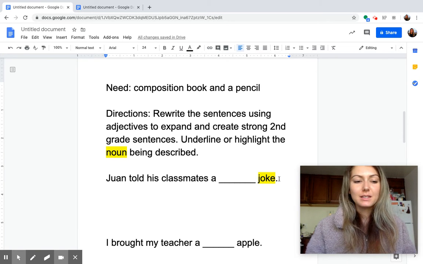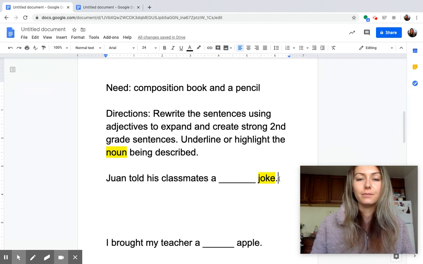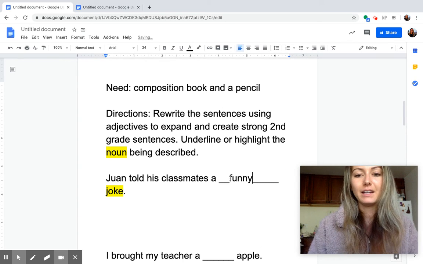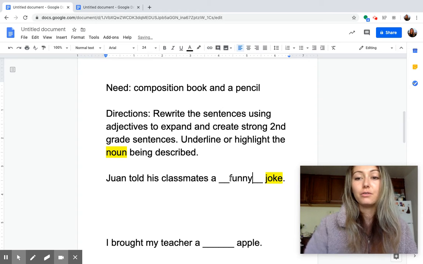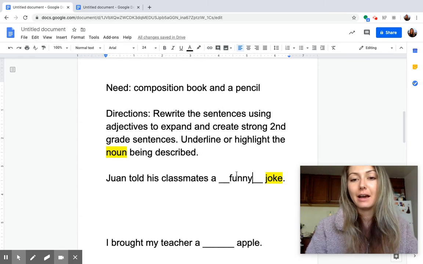Now, let's think about some words that we could use to describe a joke. Well, telling a joke is usually funny. So could we say that this joke is funny? Yes, we can say that this joke is funny. Juan told his classmates a funny joke. Funny is an adjective. That word is used to describe the noun joke.